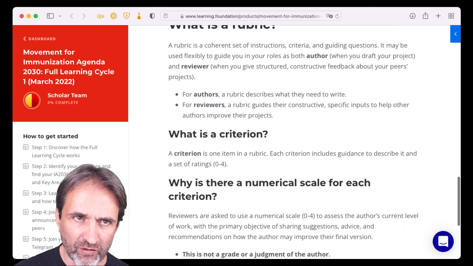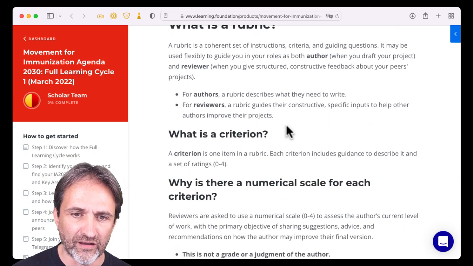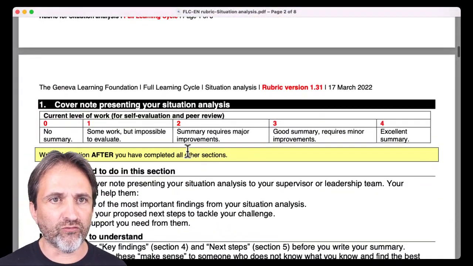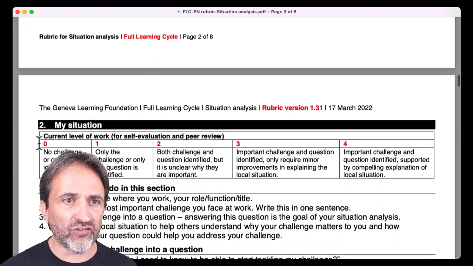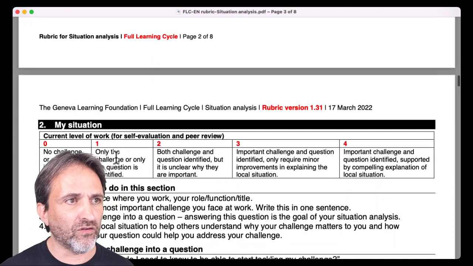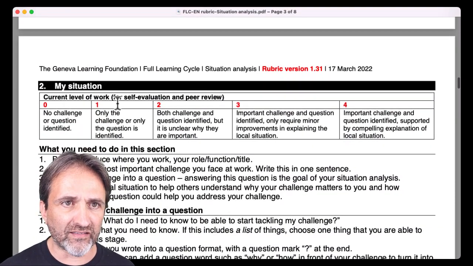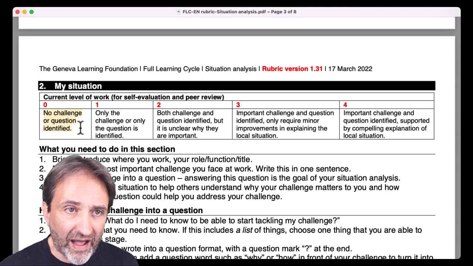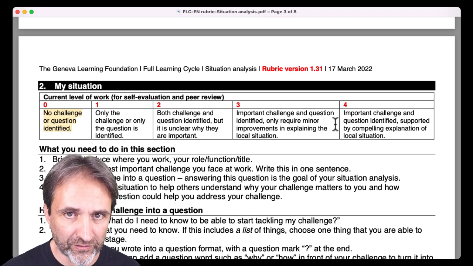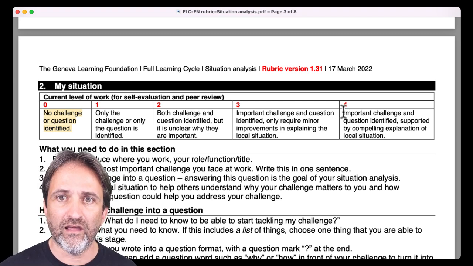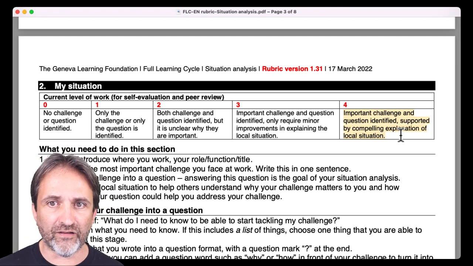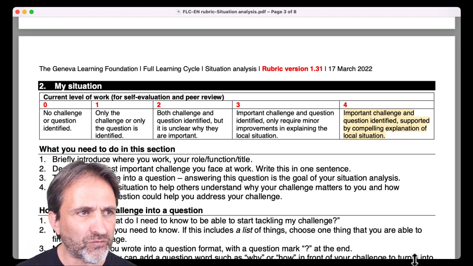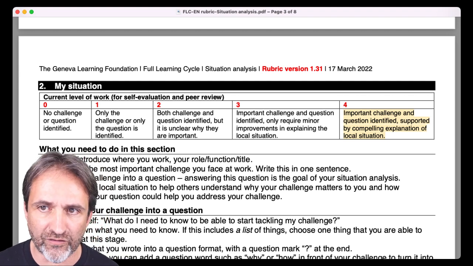We explain what's a rubric. This is the document I just showed you, or the beginning of it, why there's a numerical scale. Let me show you what that means. So as you scroll through, so for example, you describe your situation, but you can actually assess your level of work. If there's no challenge or question identified, then you haven't done your situation at all. We want that challenge or question identified. If an important challenge and question is identified, supported by compelling explanation of local situation, that's a 4. So we'll explain when that gets used and what difference that makes.